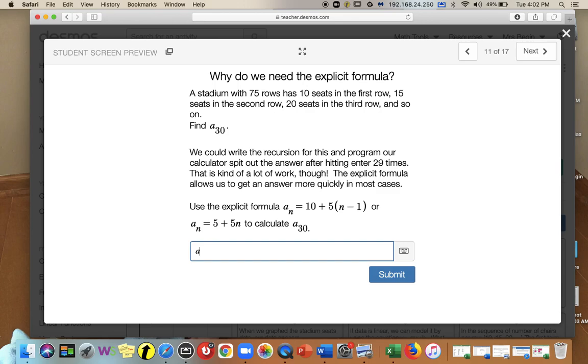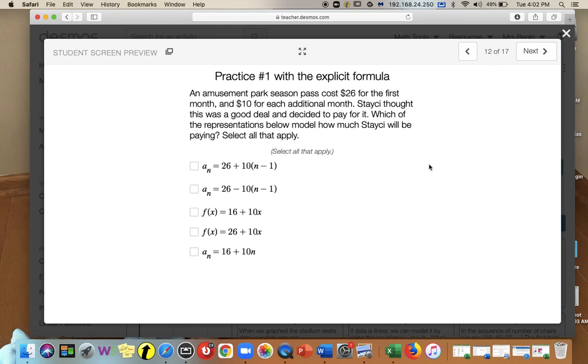So we would say A, and then remember shift underscore to get the 30, and then an arrow over, equals, we got 155 seats, and you would submit that. All right, so let's practice. The rest of the lesson is practice with the explicit formula.